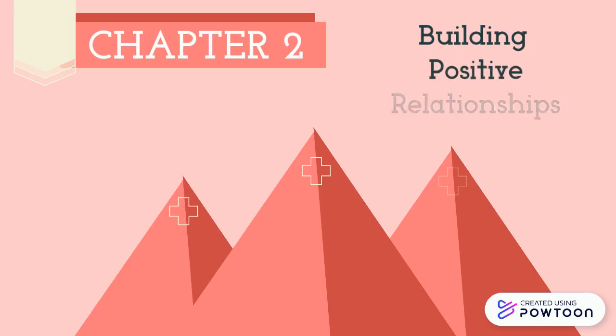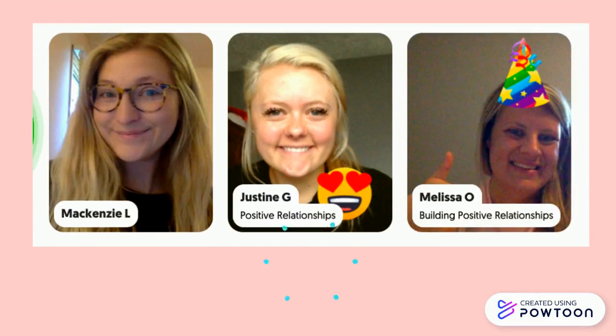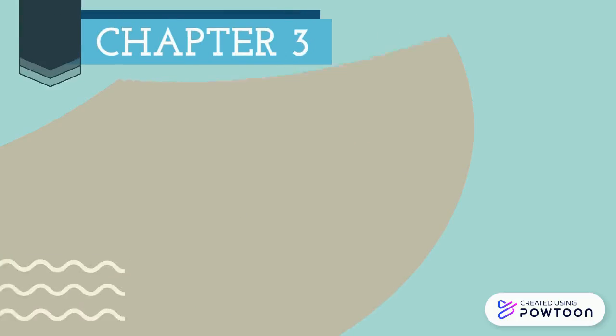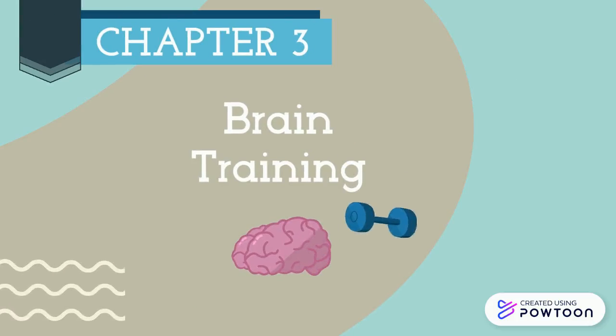Chapter 2 focused on building positive relationships, and we identified how we can build these relationships with students by using Flipgrid. Giving that positive praise throughout the day, throughout the school year, students are really going to be more motivated once they... The idea of brain plasticity drove our discussion for Chapter 3.